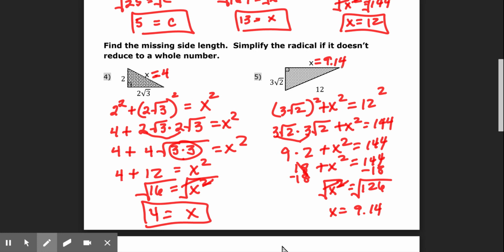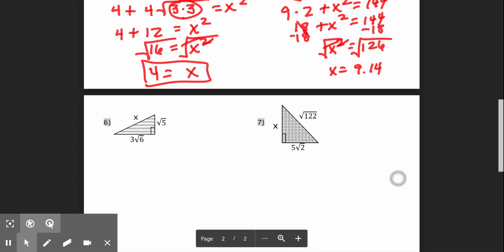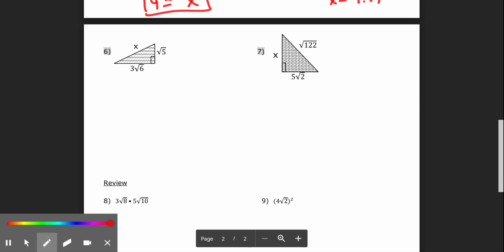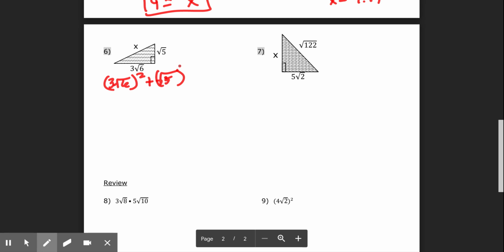All right, let's go ahead and take a look at problem 6, which is on the back. So we have, let's see, 3 square roots of 6 squared plus the square root of 5 squared equals x. So this is going to look like 3 square roots of 6 times 3 square roots of 6 plus the square root of 5 times the square root of 5 is equal to x. Oh, and this has to be squared.